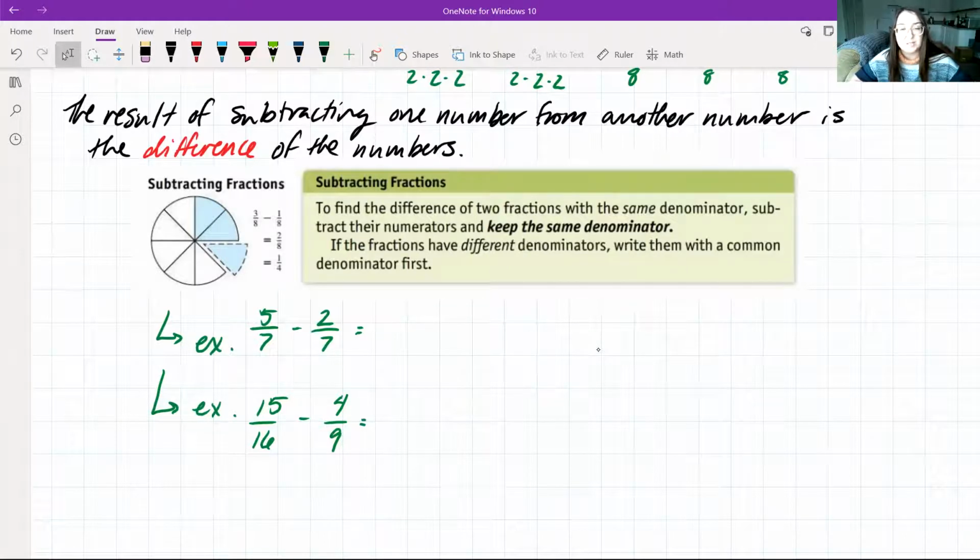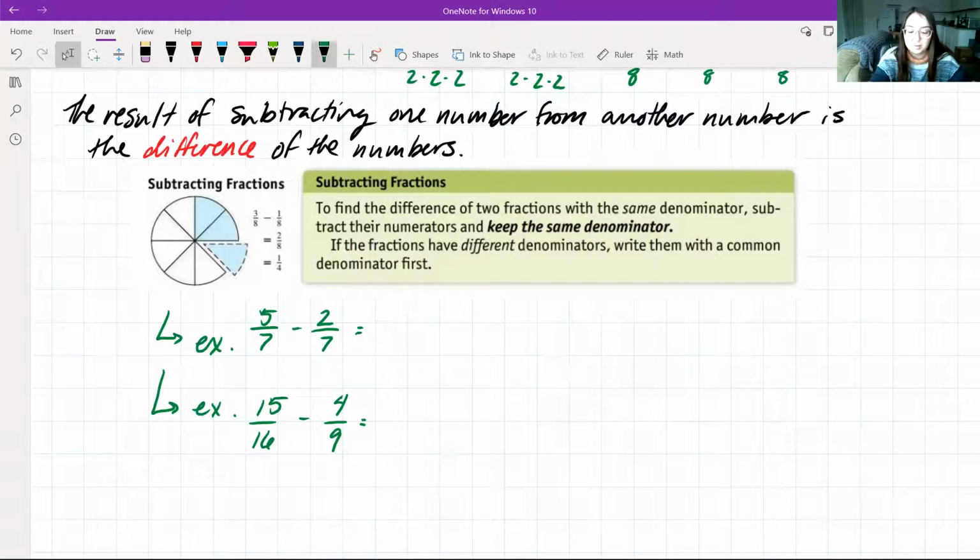So looking at our image here, we have subtracting fractions. We have 8 pieces of a circle, and we have 3/8 minus 1/8. So we're subtracting a 1/8. And this is just going to give us 2/8, which simplifies to 1/4.